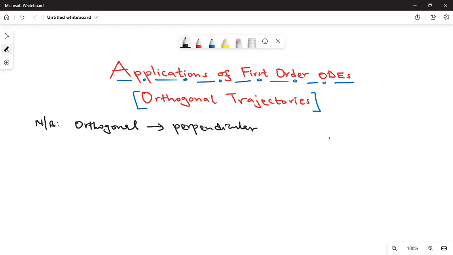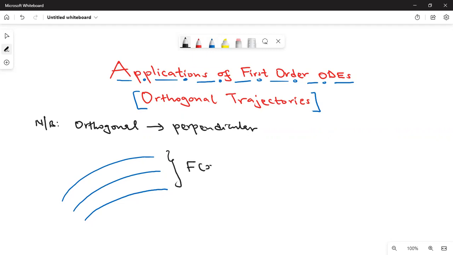So then what does the orthogonal trajectory entail? Here you are given a family of curves, so many curves. Let's say you are given this family of curves. We can say these are f of xy is equals to a constant c. That is a family of curves. The first family.